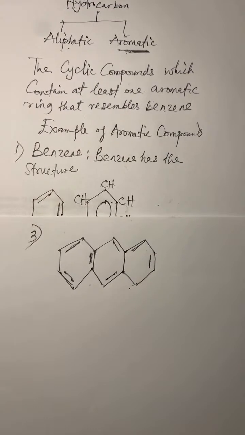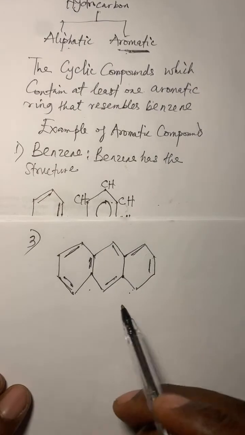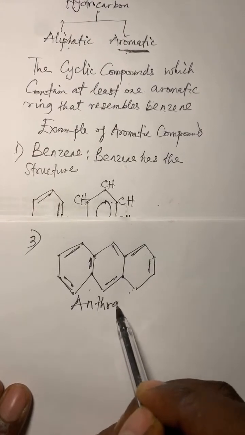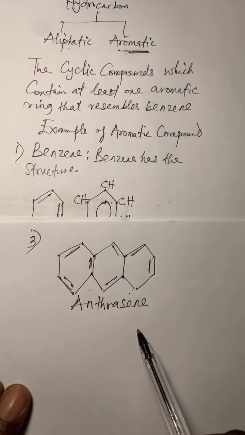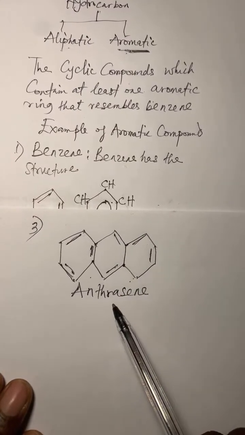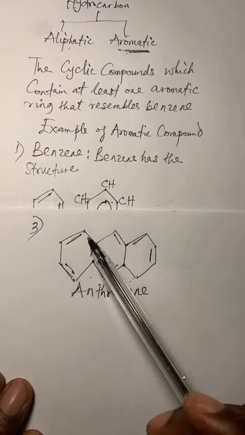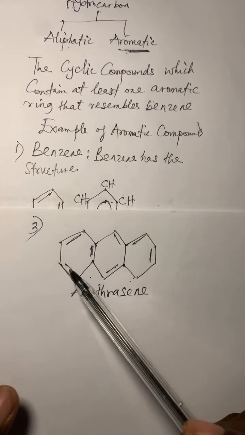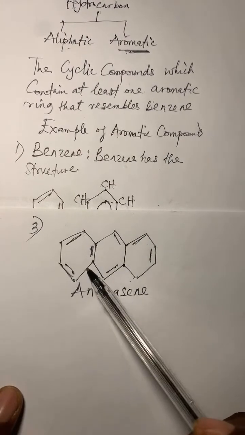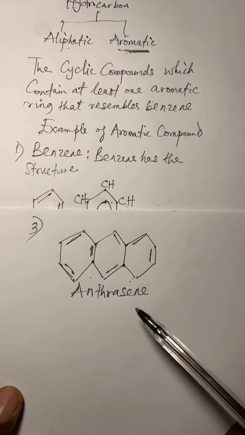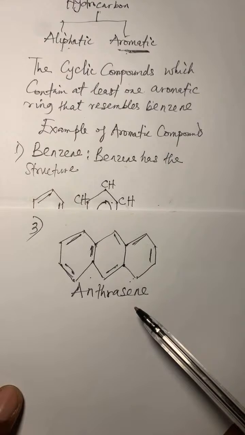Okay, the name for this one is called anthracene. So whenever you have three benzene molecules attached together like this, it is simply called anthracene. Remember, when you have just a single benzene, that is called what? Benzene ring, or simply benzene. When you have two benzene rings attached together, that is called what?